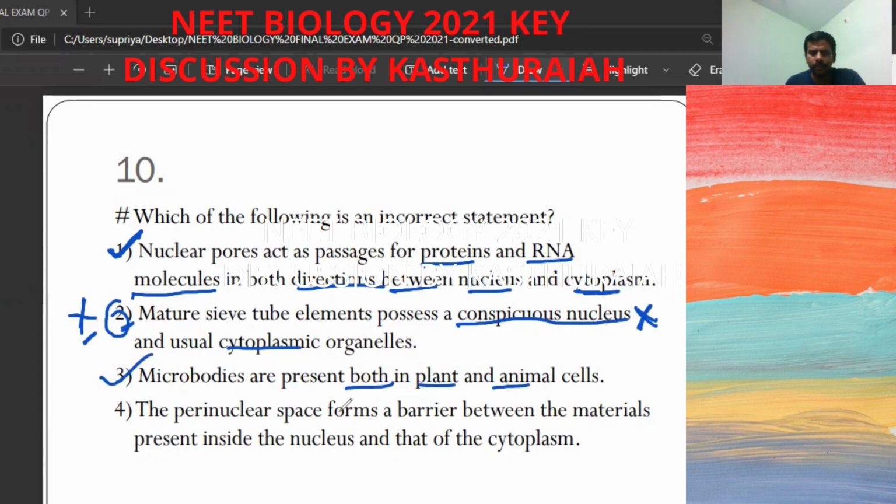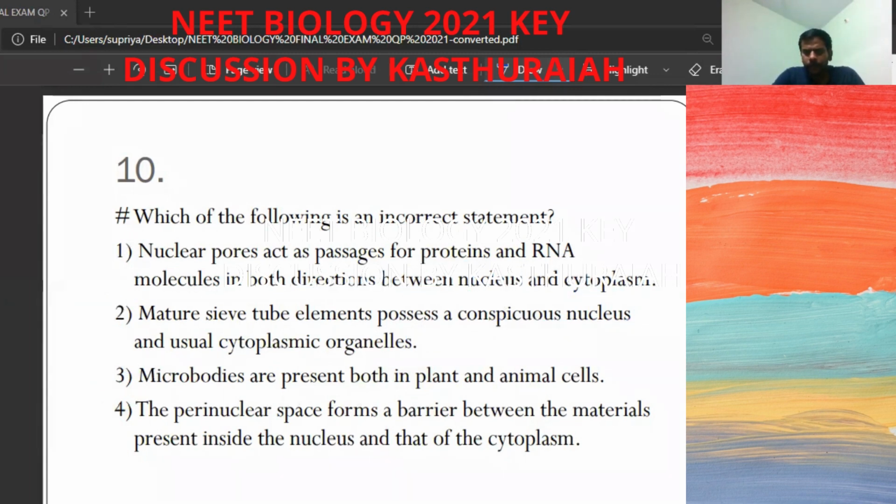Correct. The perinuclear space forms a barrier between the materials present inside the nucleus and the cytoplasm. So this is also correct. So the incorrect statement is the second statement. So the second option is the correct one. Right? This is the correct option for this question.